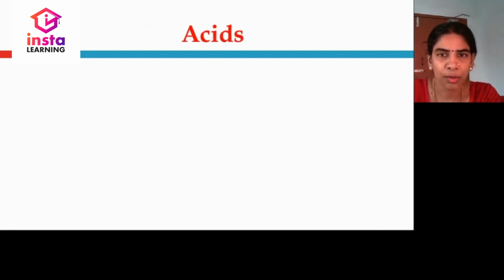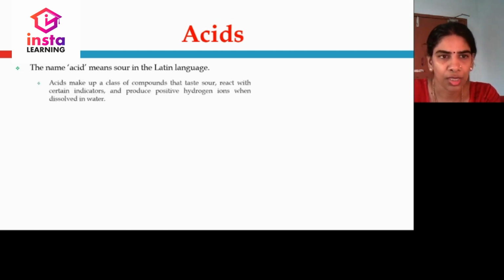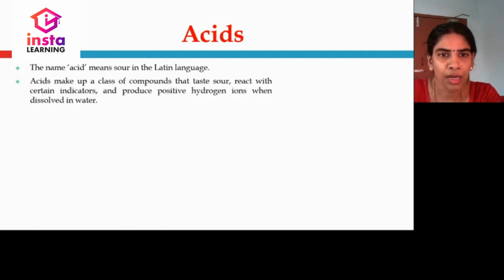Let us first discuss acids. The name acid means sour in the Latin language. Acids make up a class of compounds that taste sour. They react with certain indicators and produce positive hydrogen ions when dissolved in water. That is, an acid when dissolved in water will produce positive hydrogen ions. The taste of acid is sour.